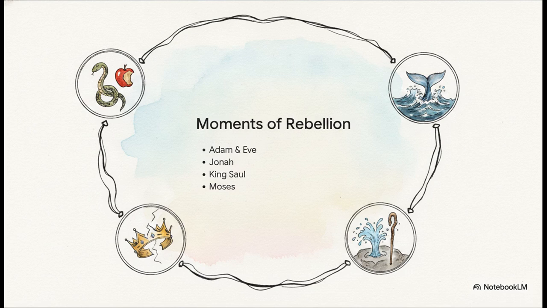And Babel isn't just some isolated incident. Throughout Scripture, we see this repeating loop of disobedience. Adam and Eve at the tree, Jonah flat out refusing to go to Nineveh, King Saul defying instructions regarding the Amalekites, Moses and Aaron striking the rock instead of speaking to it. The pattern is crystal clear. The Creator sends instruction, and the creation repeatedly chooses a completely different path.